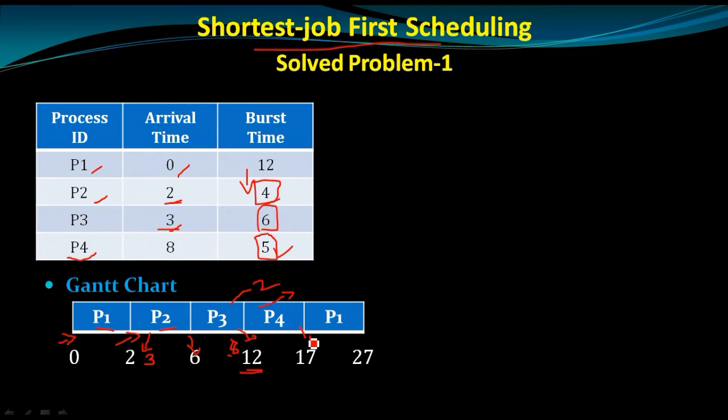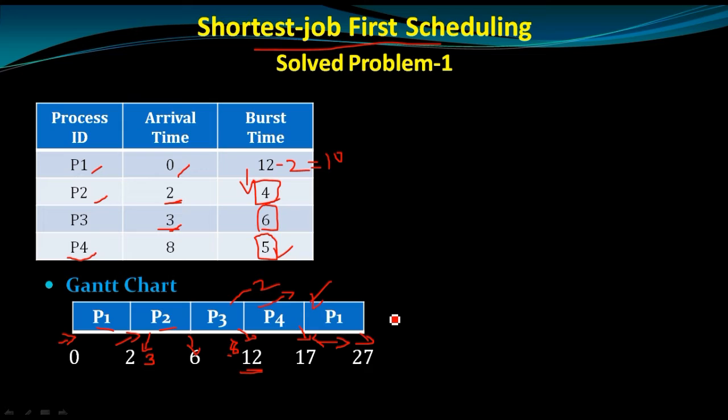And the P1 process, which was waiting, had already completed 2 millisecond of execution and has 10 millisecond of burst time remaining. It will enter at the 17th millisecond, complete its 10 millisecond of CPU burst work, and exit at the 27th millisecond.